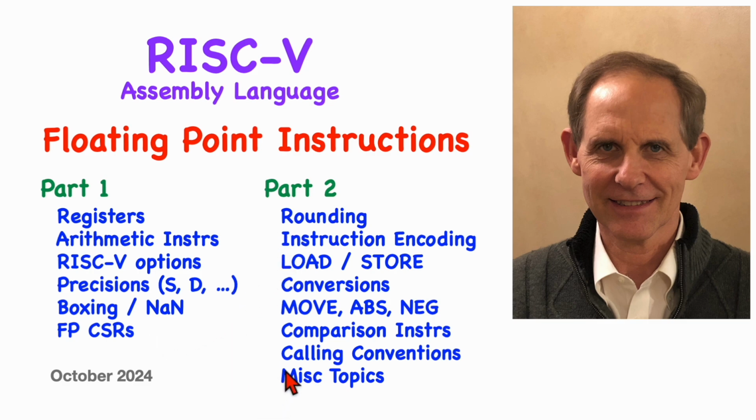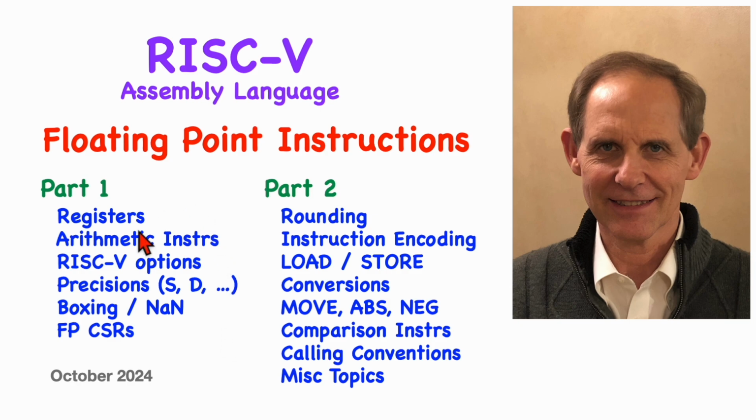In the following video, part 2, I will describe rounding in more detail, and I will talk about how floating point instructions are encoded into binary machine instructions. I'll go over the various load and store instructions, instructions to convert between different precisions. I'll talk about the move, absolute value, and negate instructions, and I'll cover instructions that compare two floating point values. I'll also talk about the floating point calling conventions, and I'll cover various miscellaneous topics.